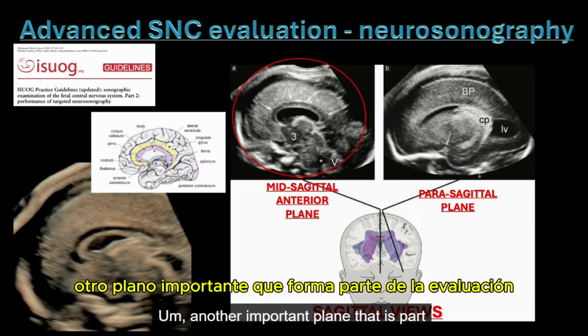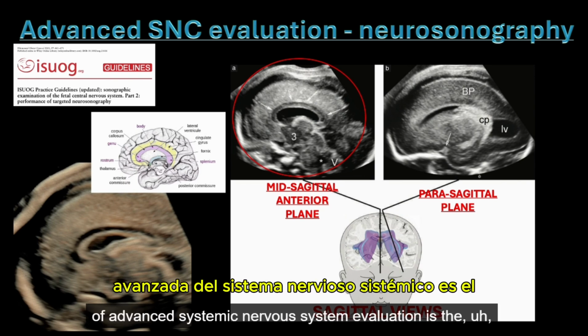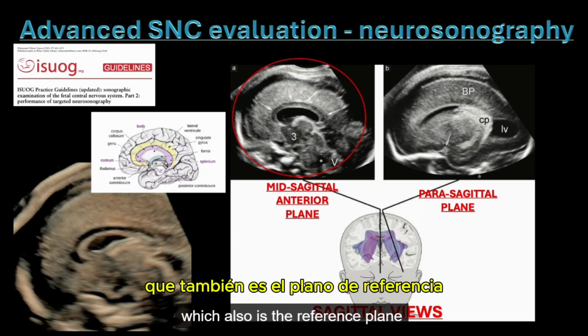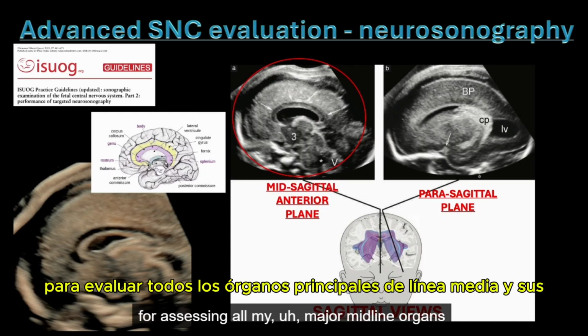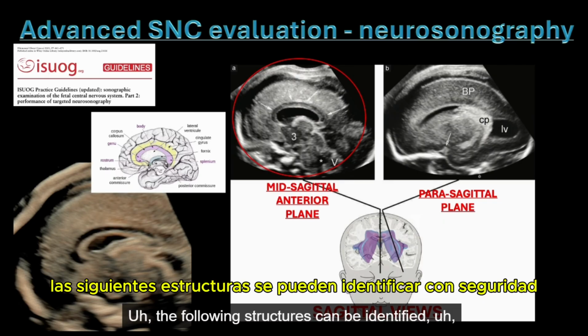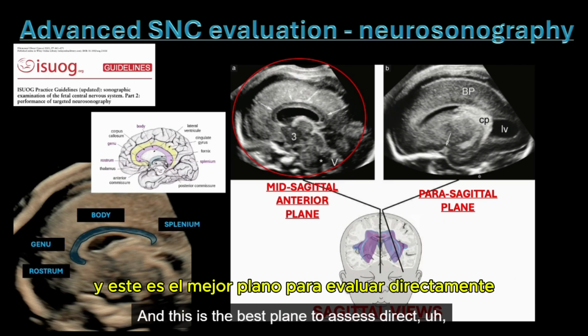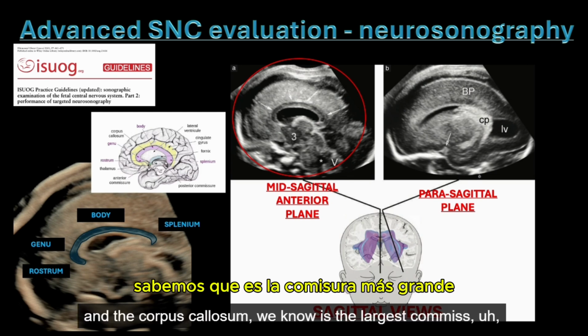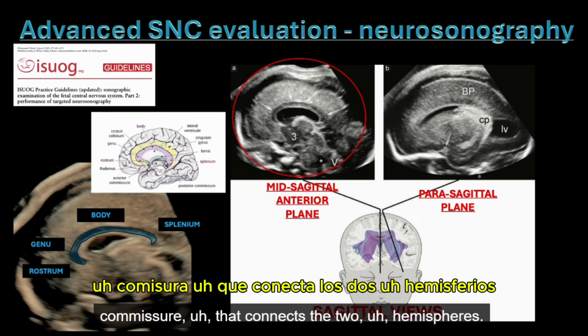Another important plane that is part of advanced central nervous system evaluation is the mid-sagittal or median plane, which is also the reference plane for assessing all major midline organs and their anomalies. The following structures can be identified. For sure, and this is the best plane to assess it directly, the corpus callosum. The corpus callosum, we know, is the largest commissure that connects the two hemispheres.